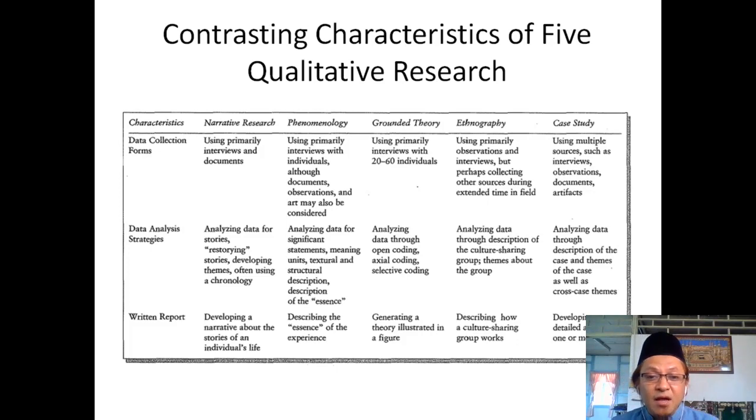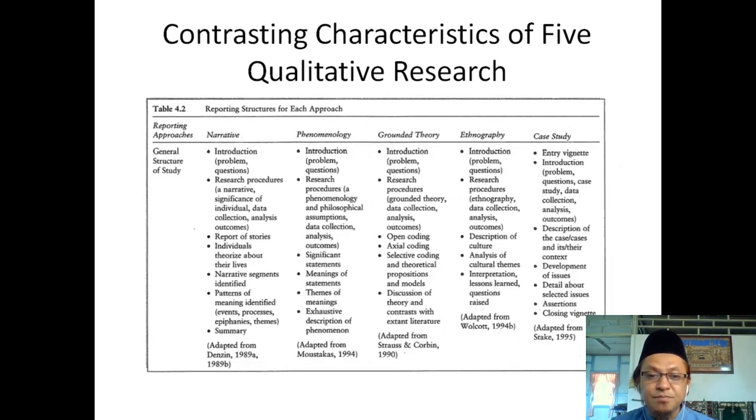Okay, the report that you'll be writing: for narrative research, you will develop a narrative about the stories of an individual's life. For phenomenology, you will describe the essence of the experience of that phenomenon. Grounded theory, you will develop a theory coupled with the narration of the theory, an illustration, a model, with a description of the model. Ethnography, a description of the culture-sharing group. And for case study, you will develop a detailed analysis of one or more cases.